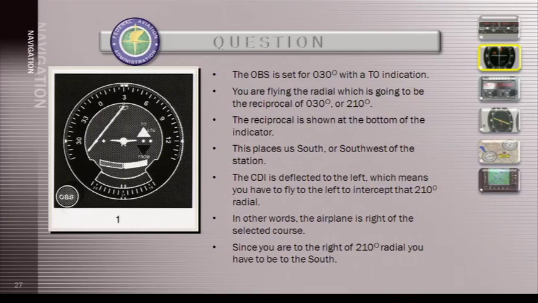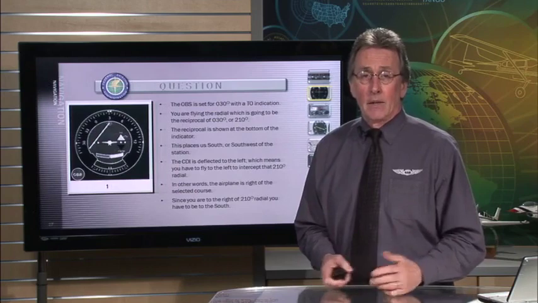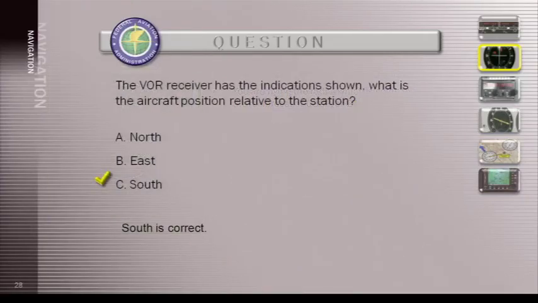The CDI needle is deflected to the left, which means you have to fly to the left to intercept the 210-degree radial. In other words, the airplane is right of the selected course. Now, since you're to the right of 210 degrees, you have to be to the south. So, C is the correct answer.